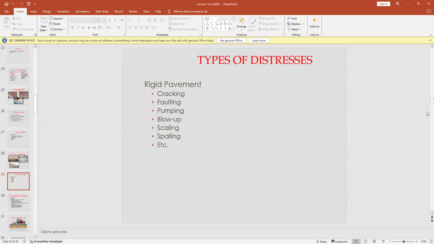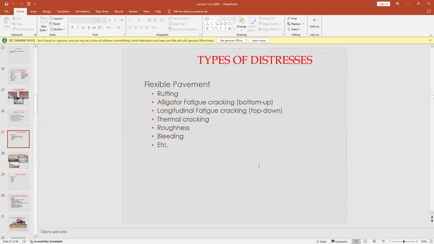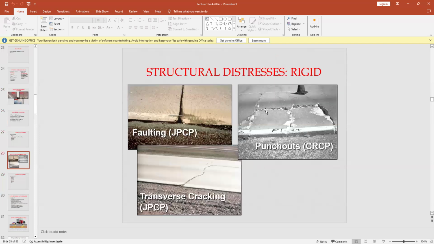There is spalling, where some joints get broken in some places. It is different from the corner cracking, because that cracking is sometimes at the corner, but faulting or spalling can be anywhere within the joints. Blow up means the pavement gets a heave-like structure. It blows up like this, like this. Like a punch out.